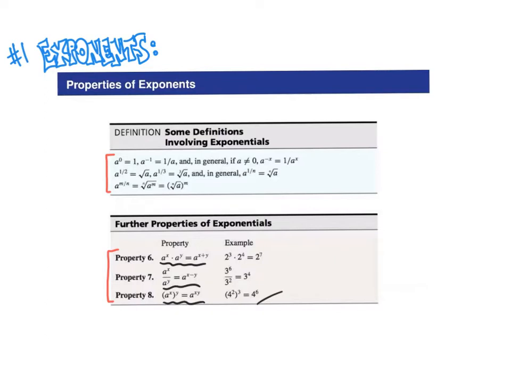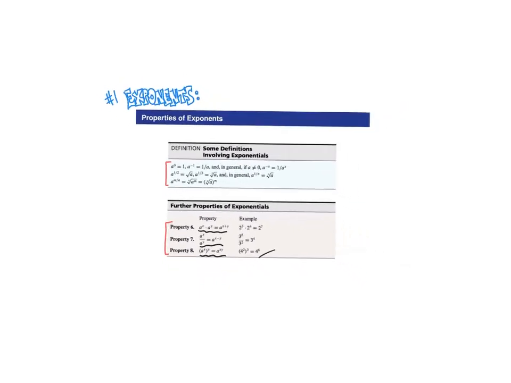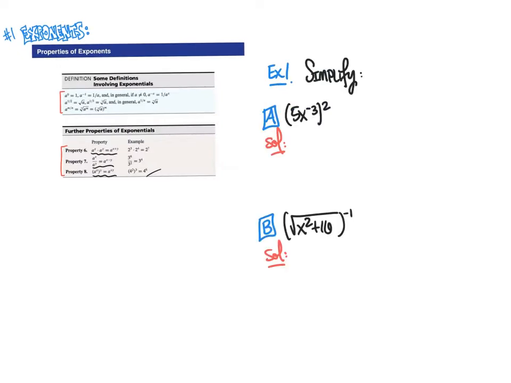Now, with these properties, we're going to actually simplify some expressions involving variables. So I'm going to zoom out here. Let's take this up into the corner. So we're going to be referencing these properties, and we're going to look at a quick example. It's going to have two parts. Let's look first at part A.